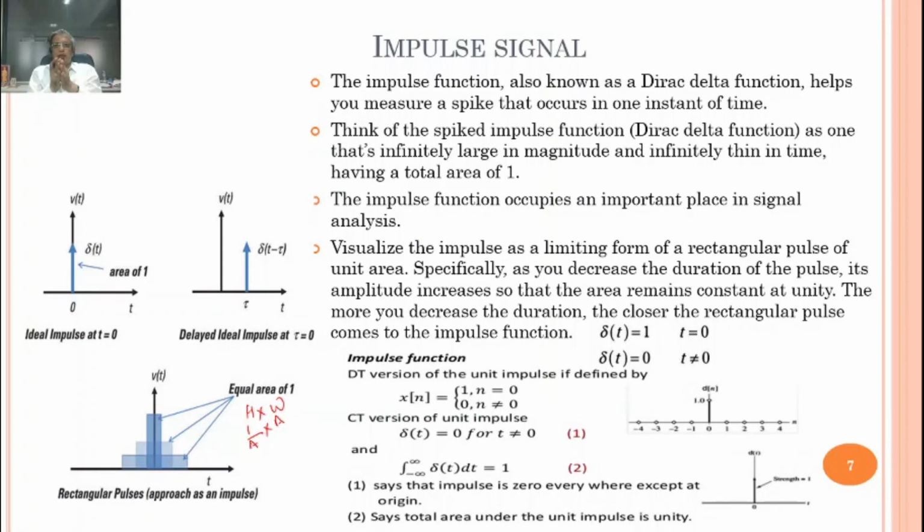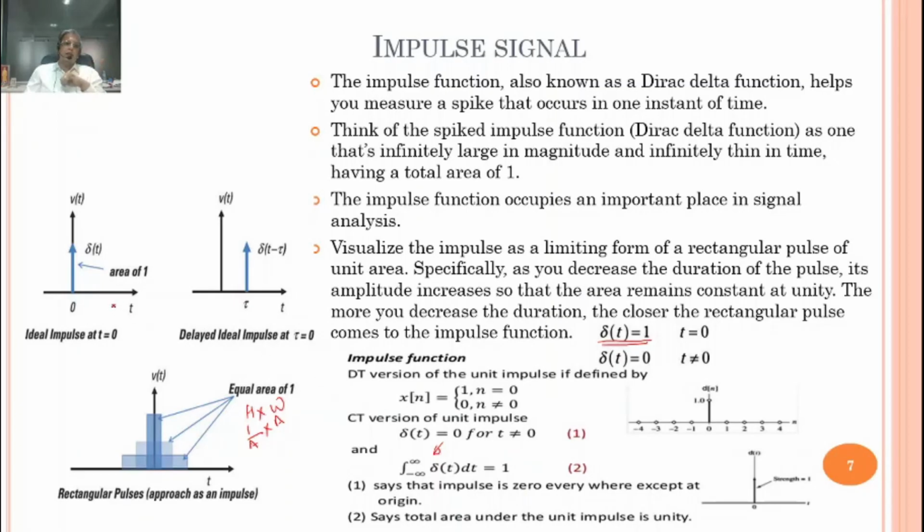And due to that the impulse signal or the delta signal is represented like this: delta t equal to 1 when t equal to 0, as the signal exists at t equal to 0. Otherwise the value of that signal is 0. And the second important thing is the area under the curve, from minus infinity to plus infinity. The area of that impulse signal is 1.